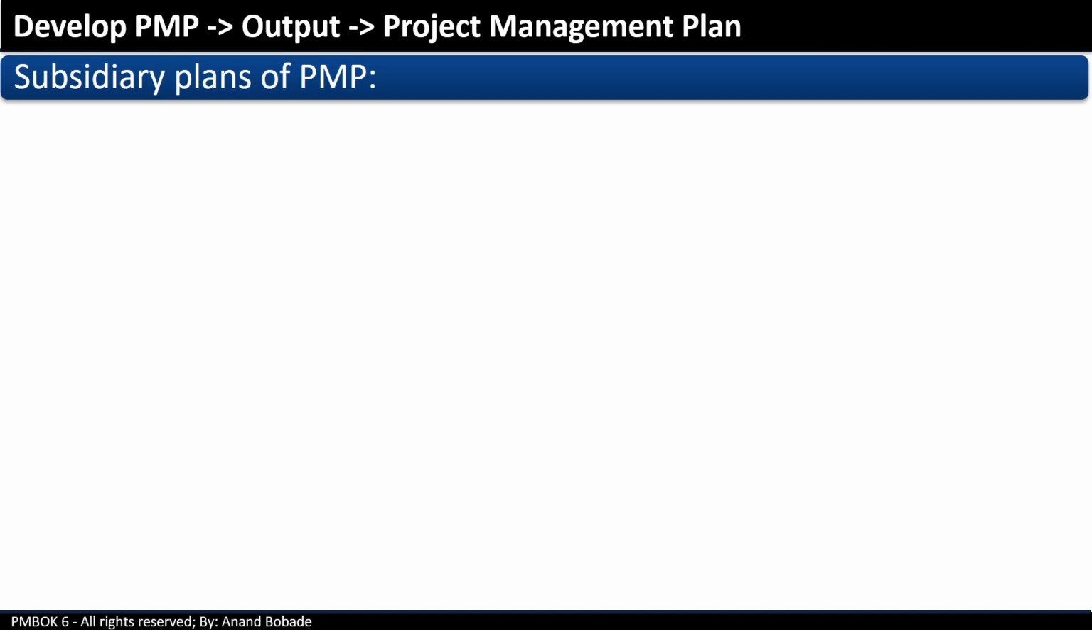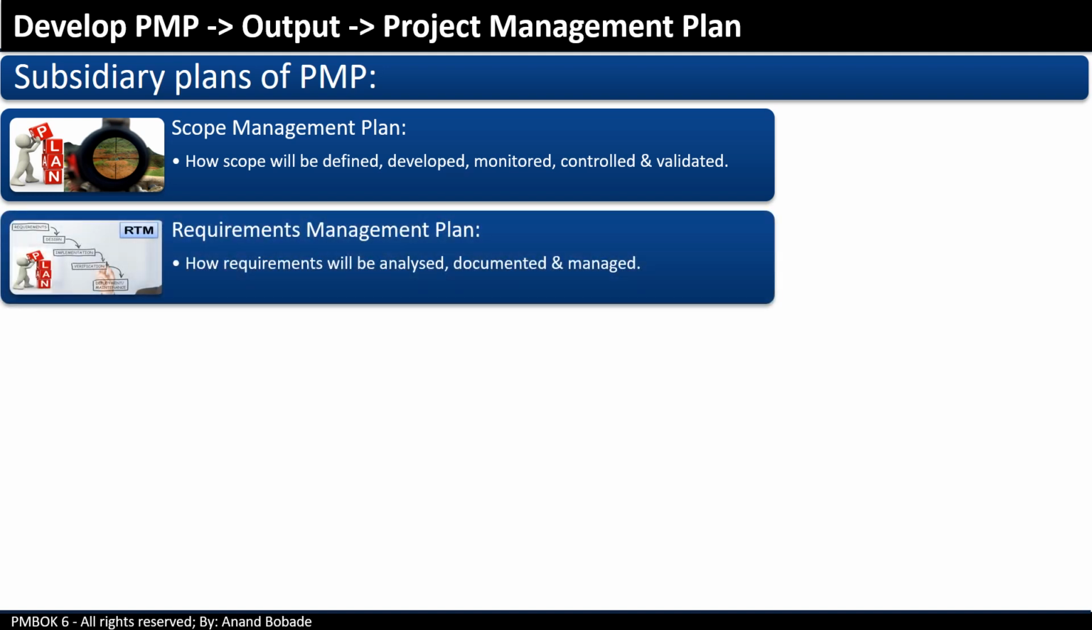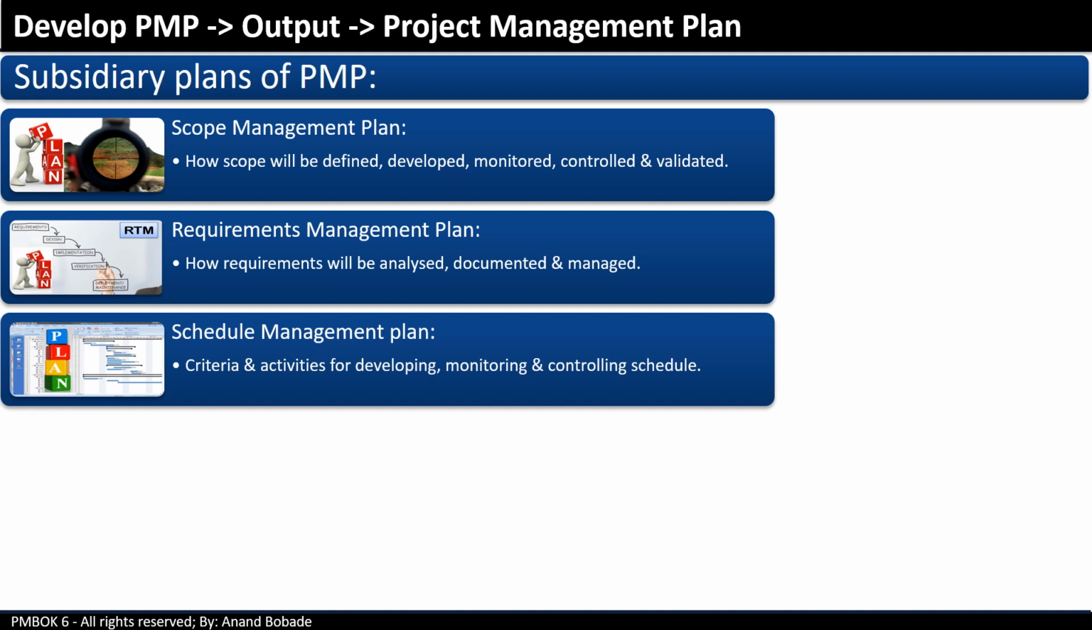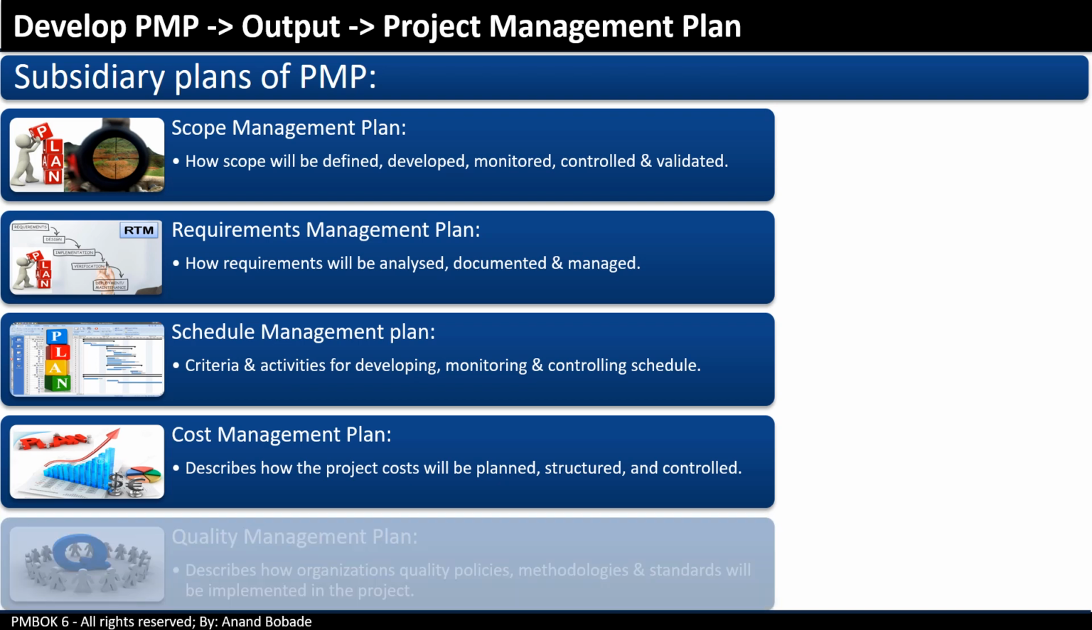Let's take a look at the subsidiary plans of a PMP, starting with the Scope Management Plan. It defines how scope will be defined, developed, monitored, controlled, and validated. The Requirement Management Plan defines how requirements will be analyzed, documented, and managed. The Schedule Management Plan describes how the project schedule will be planned, structured, and controlled. The Quality Management Plan describes how organizational quality policies, methodologies, and standards will be implemented in the project.